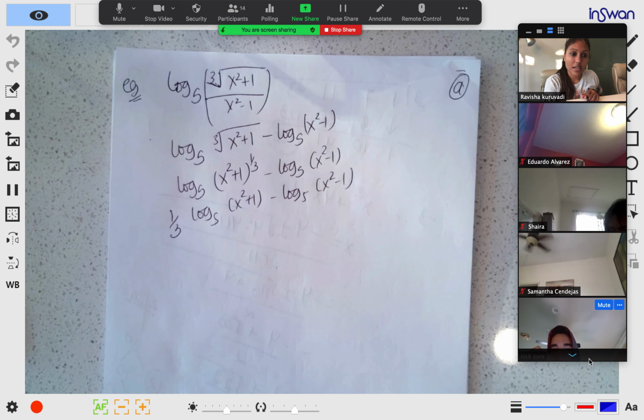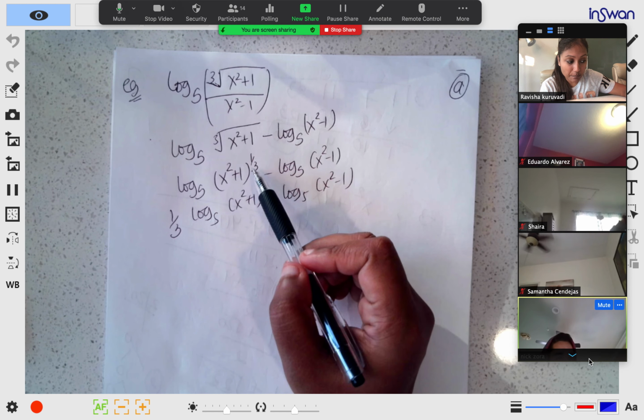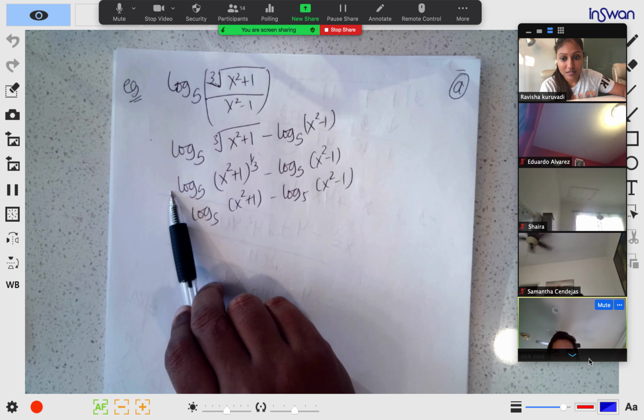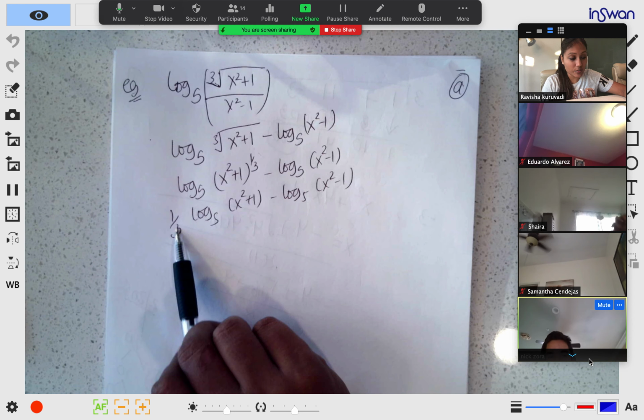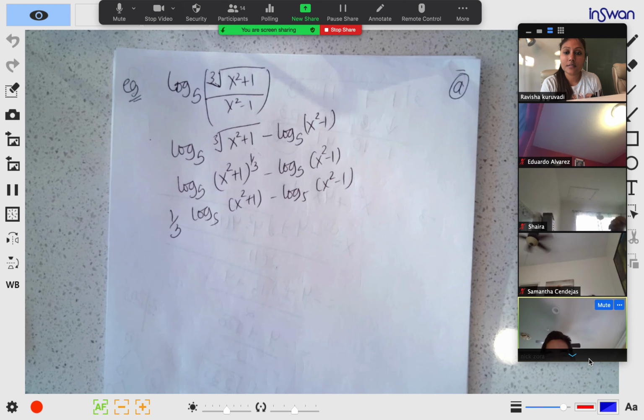Why does the 1/3 jump to the front of the x squared plus 1? That's a property of exponents. Whenever you have a power, it picks it up and throws it in front. So here it will become 1/3 log 5 x squared plus 1. It always picks up the whole power and throws it in front. Any other questions, anyone?